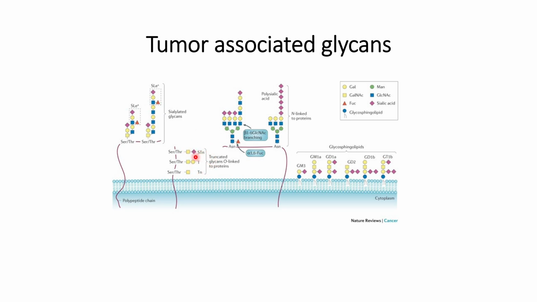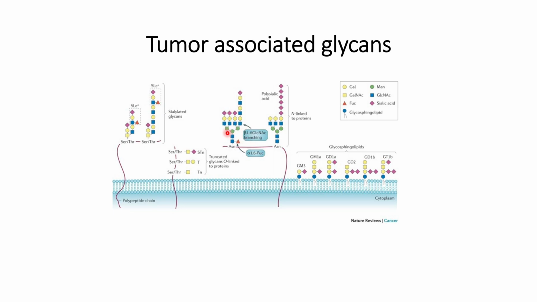So these sialyl Tn antigens, which have sialic acid bound to the GalNAc, are overexpressed. If there is no sialic acid and only galactose is bound, it is known as the T antigen, and only GalNAc is known as the Tn antigen. These are overexpressed on the cancerous cells.